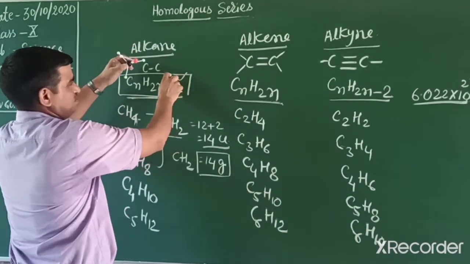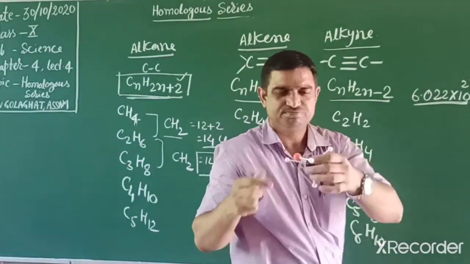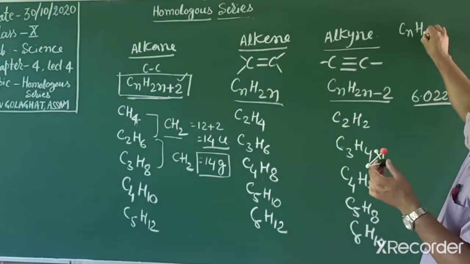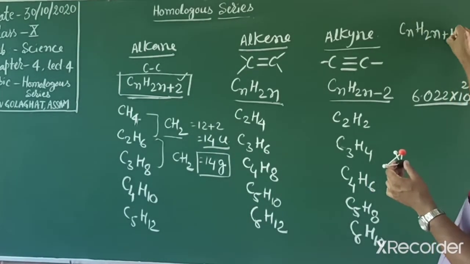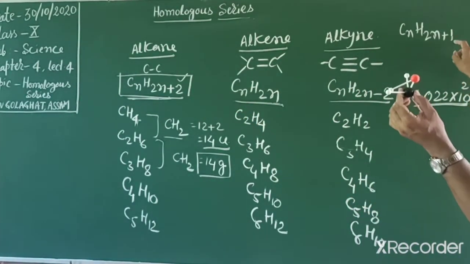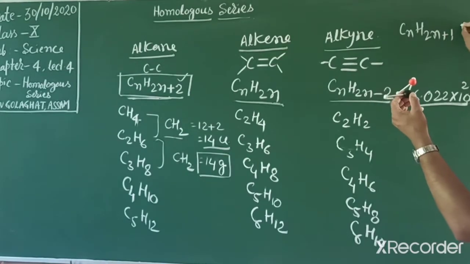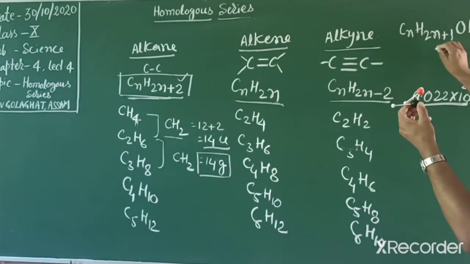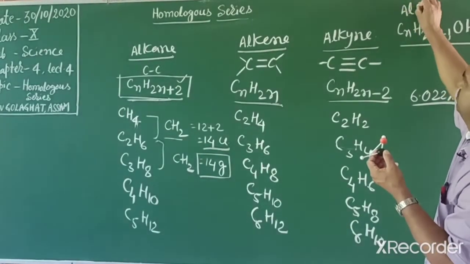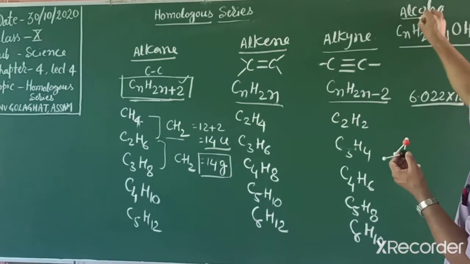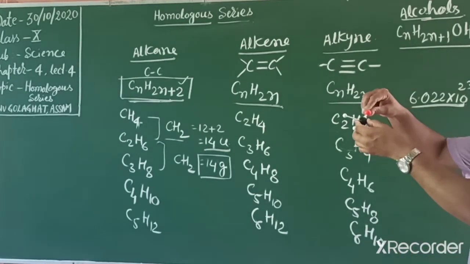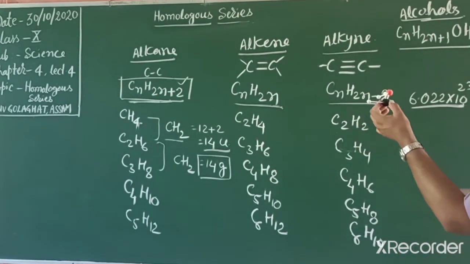So if I change this formula, then I can write the general formula as CnH2n+1OH. Because the formula is CnH2n+2, I remove one hydrogen and add one oxygen. So its general formula I can write like this. Such type of compound is known as alcohols, when one oxygen is bonded with a single bond and one hydrogen.